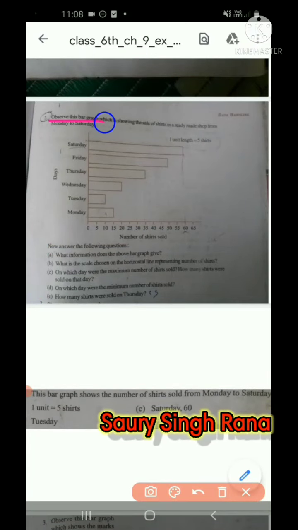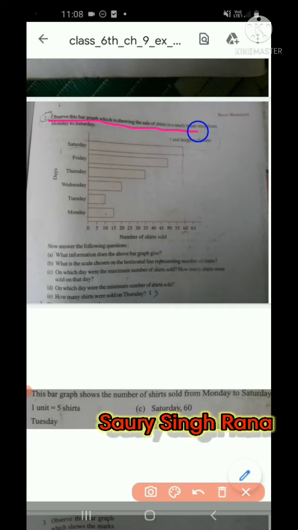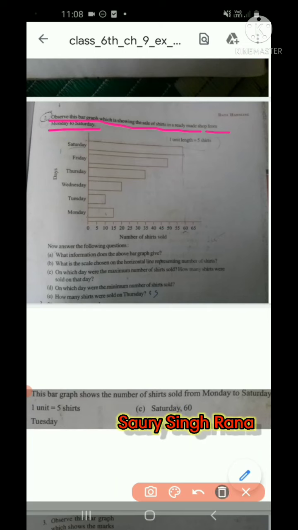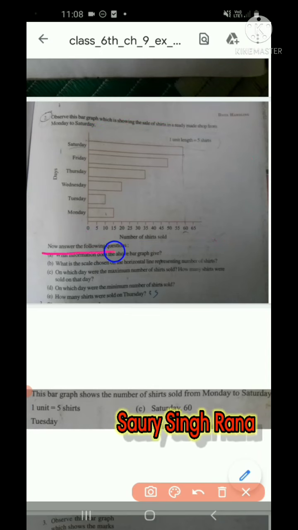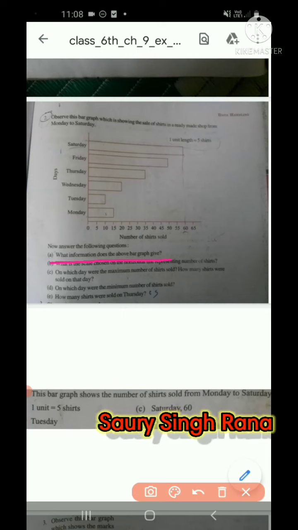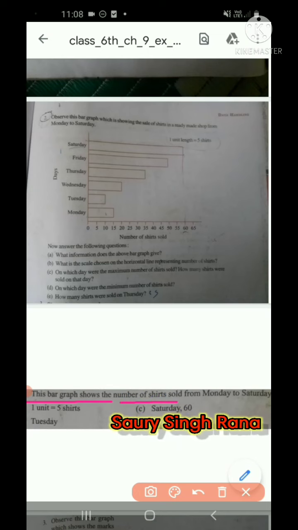Now let us move to question number 2. Question 2 says observe this bar graph which is showing the sale of shirts in a ready made shop from Monday to Saturday. So this is our graph. We need to see it like this, no need to turn it. Now answer the following questions. A part, what information does the bar graph give? So our answer is this bar graph shows the number of shirts sold in a market from Monday to Saturday. You are going to write like this in your copy.